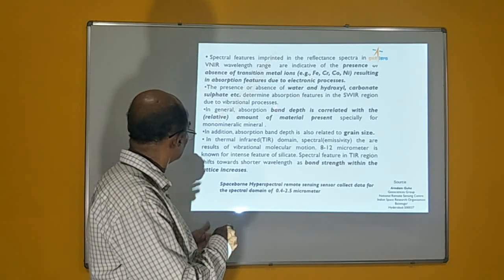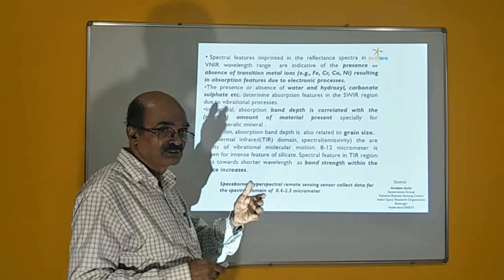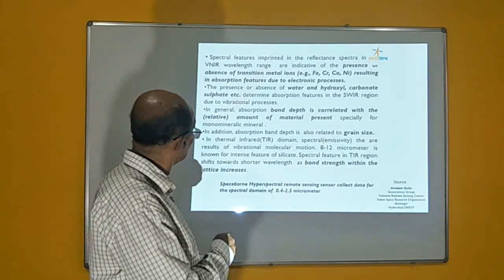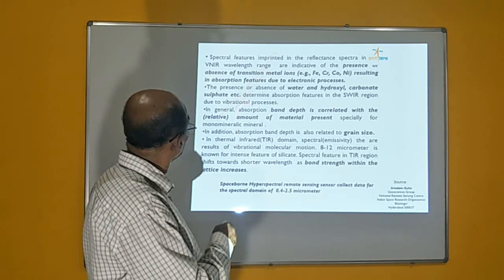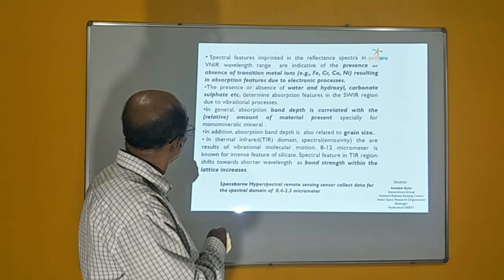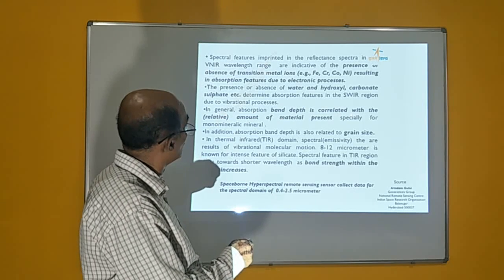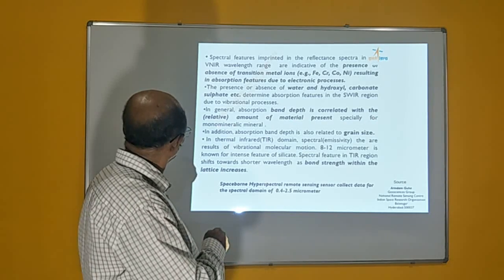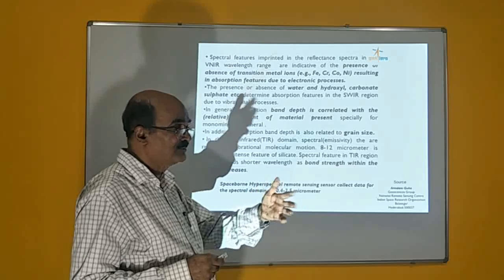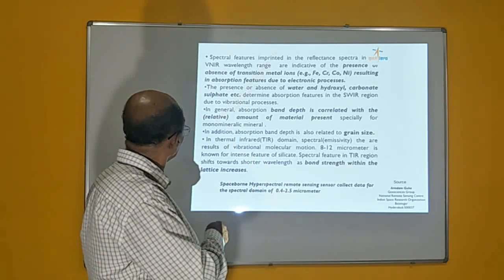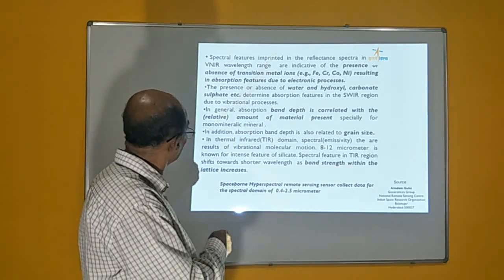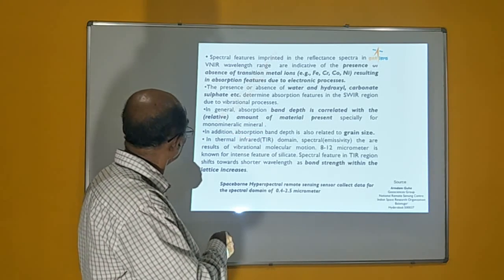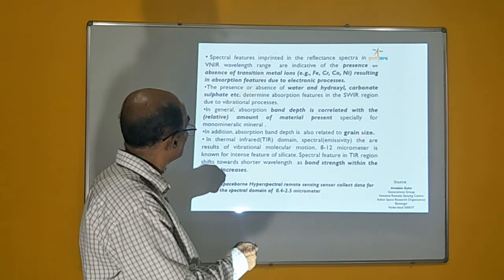Hyperspectral remote sensing is very much gaining importance. And if you have sufficient knowledge of hyperspectral remote sensing, this can be effectively used to get more information regarding geology. In general, absorption band depth is correlated with the relative amount of material present, especially for monomineralic minerals. See, for example, some of the rocks are made up of a single mineral, for example olivine. In addition, absorption band depth is also related to grain size.